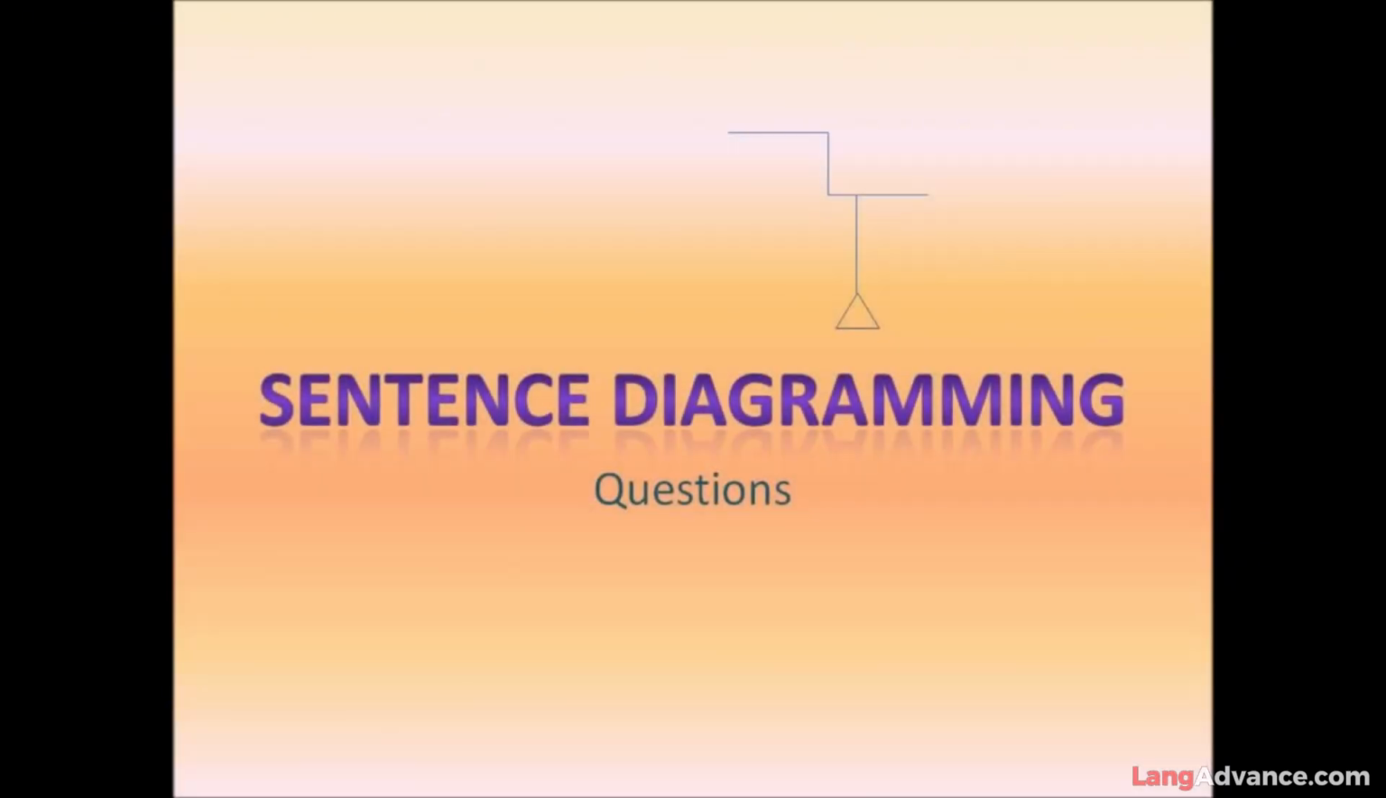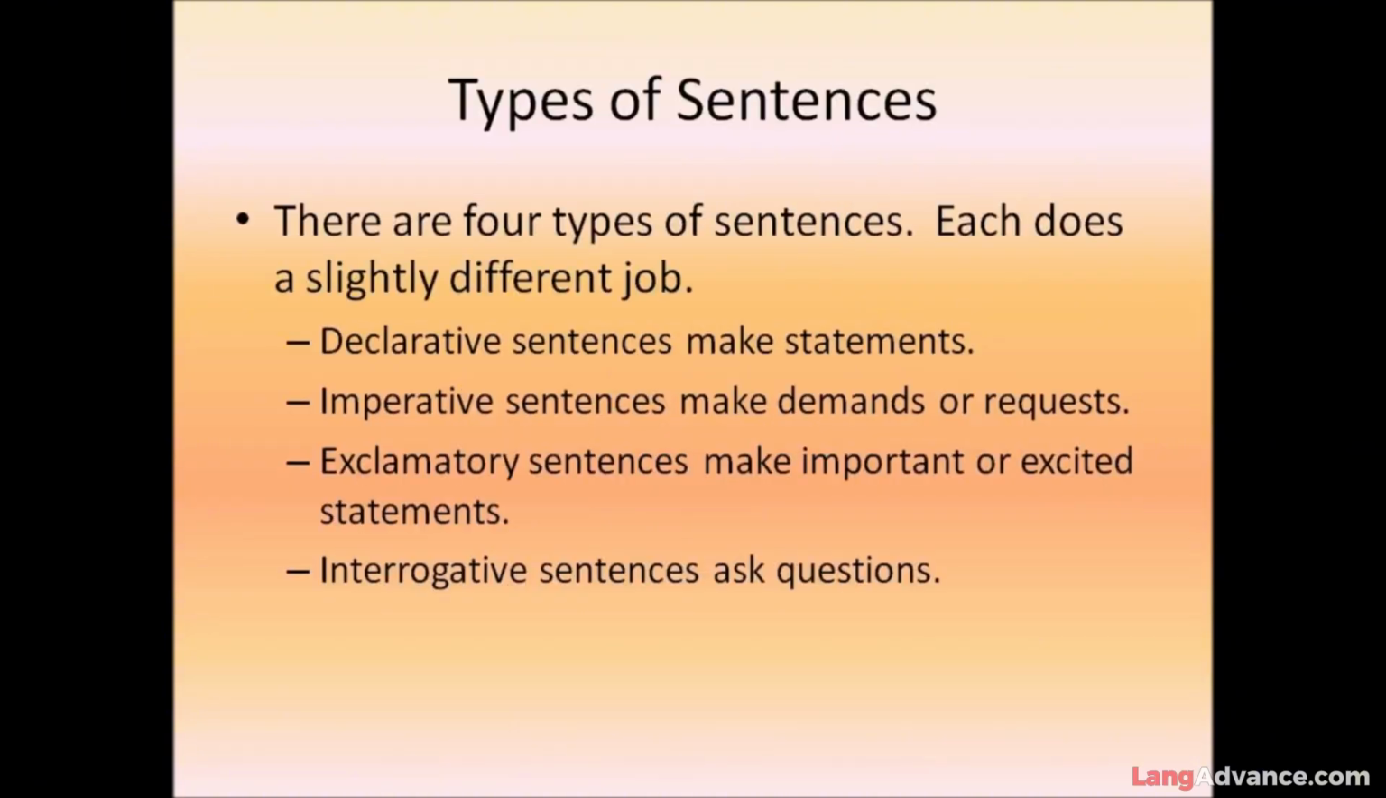Welcome to your lesson on diagramming questions, otherwise known as interrogative sentences. There are 4 sentence types. Each type of sentence does a slightly different job. Declarative sentences make statements. Imperative sentences make demands or requests. Exclamatory sentences make important or excited statements. And interrogative sentences ask questions. We are going to be covering interrogative sentences, otherwise known as questions.